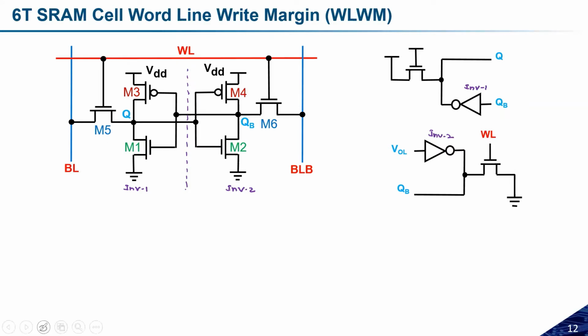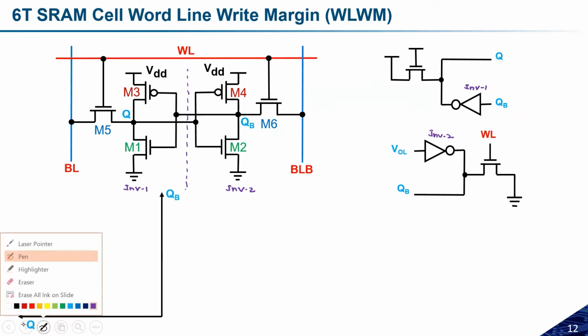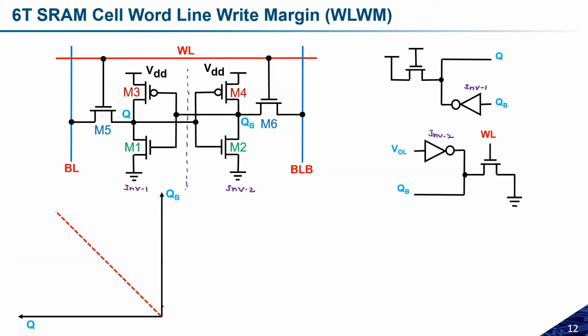Okay, so let us try to see how the waveform will look. The first waveform belongs to inverter number 1, in respect of Q and QB. Let us consider that initially QB is equal to 0. If I change QB from 0 to 1, what will happen? Let us try to see.